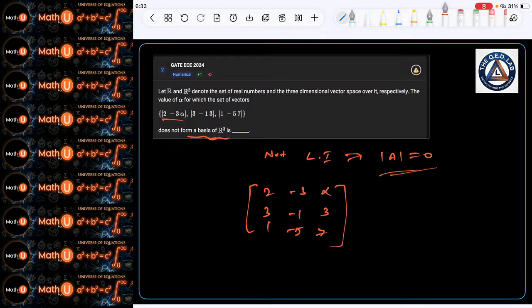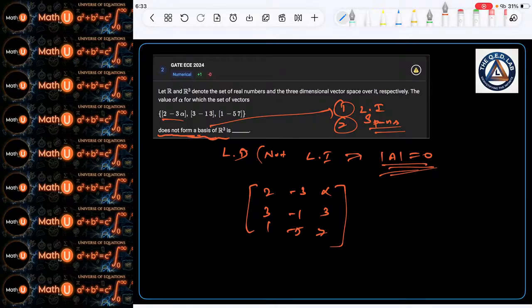Not linearly independent means it is linearly dependent. If it is linearly dependent, determinant of A is 0, because it is clearly mentioned it does not form a basis. If it forms a basis, it should satisfy two conditions: the vectors should be linearly independent, and second, the vectors span. Spanning of the vectors. You should remember that one.